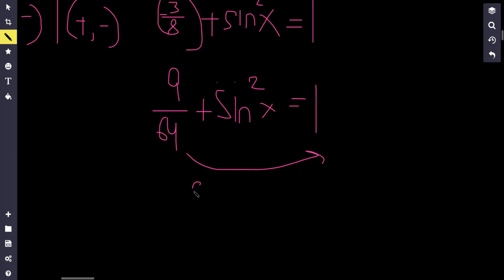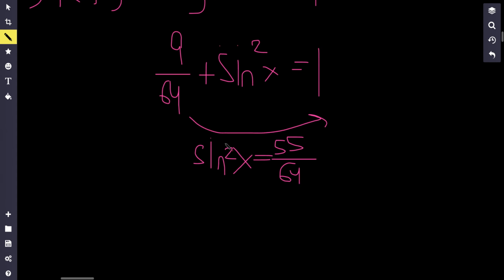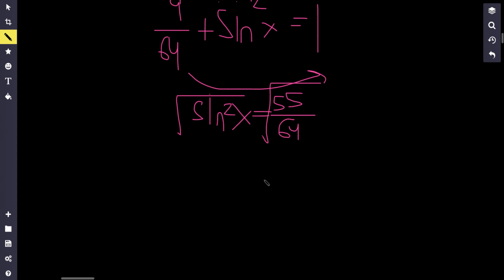Bring this to the other side. We have sine squared x is equal to 55 over 64. If I take the square root of both sides, I'm going to get sine of x is equal to plus or minus the square root of 55 over 8.